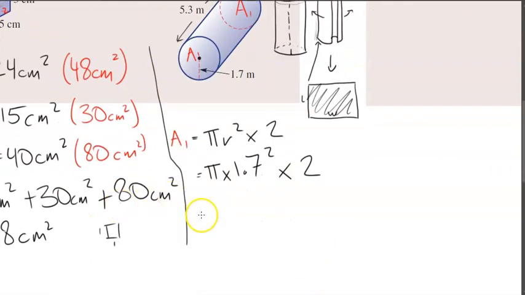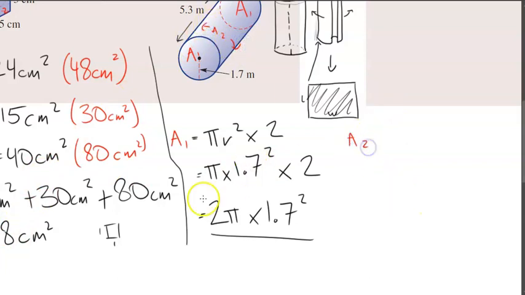But I want to rewrite this in a different format. I want to do 2 pi times 1.7 squared. So that 2 has just jumped to the front, and we just left it as this. We'll use the calculator to work this first part out later. Now let's get area 2, which is this rectangle that flips right around.